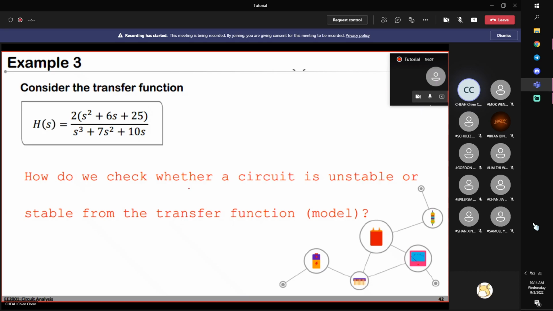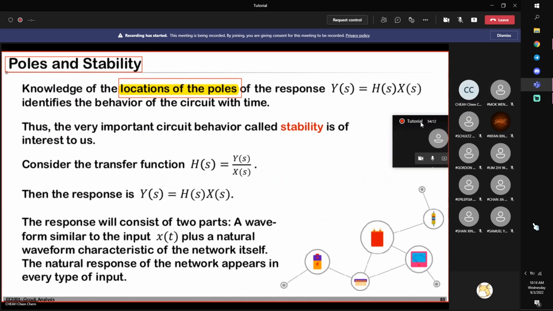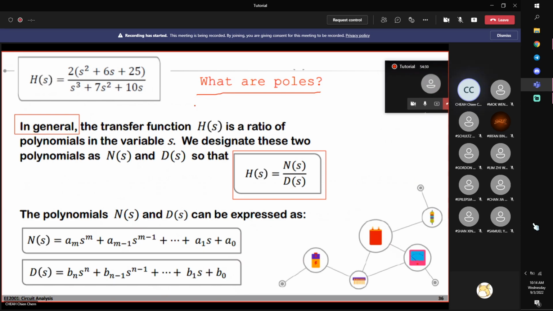And this is how we will do it, based on the location of the poles, right? The location of the poles will tell you whether the system is stable or not. Our next question: what are poles? Now, poles are actually obtained from the denominator of your transfer function.